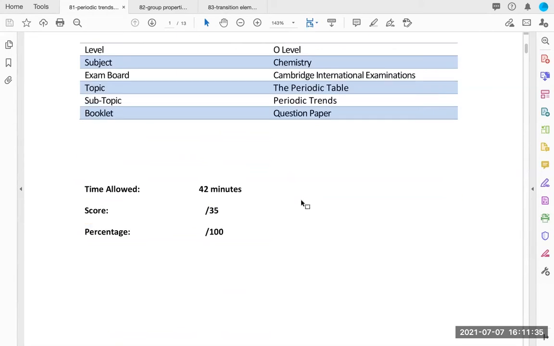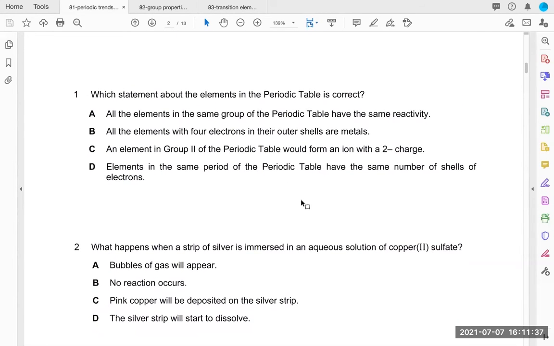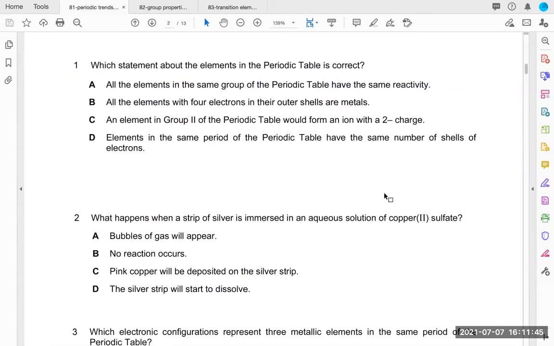All right, so periodic trends. These questions are from O levels. I will be referring to IGCSE questions as well. They're very similar, just a couple of things extra in IGCSE. All right, so which statement about the elements in the periodic table is correct?